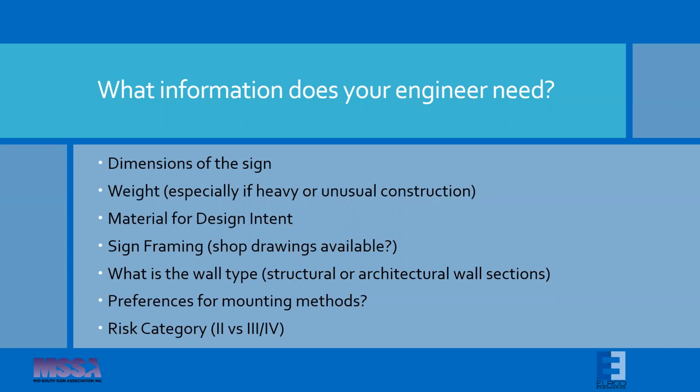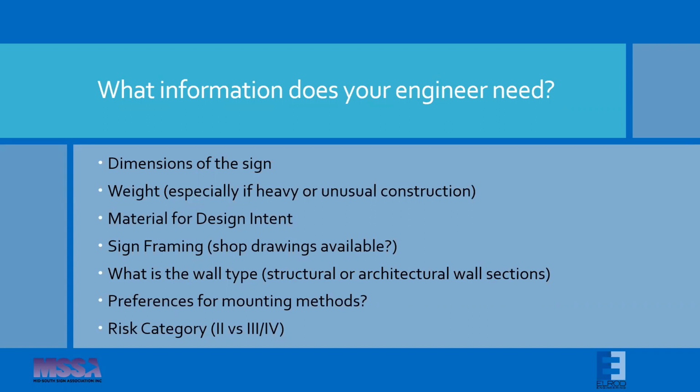The information about the wall type. If you can get structural or architectural wall sections, that is wonderful. Sometimes on older buildings, you may not know, and so somebody may have to cut in and just figure out the wall section. But again, your engineer needs to know what's being connected to so that they can properly specify that.